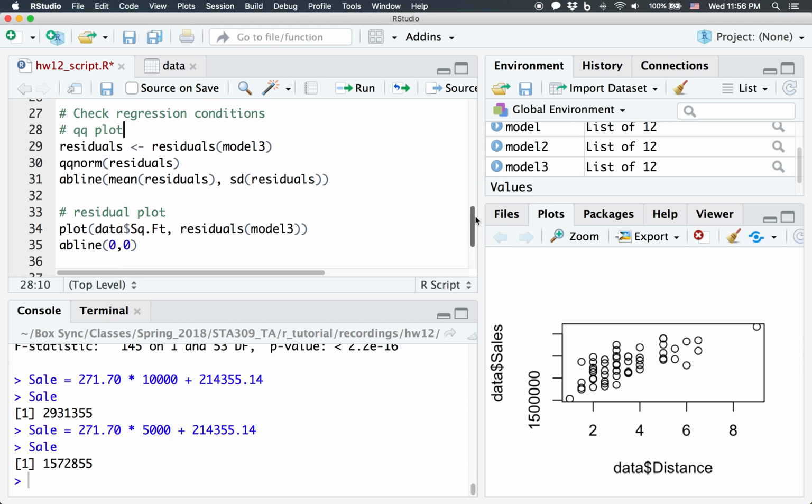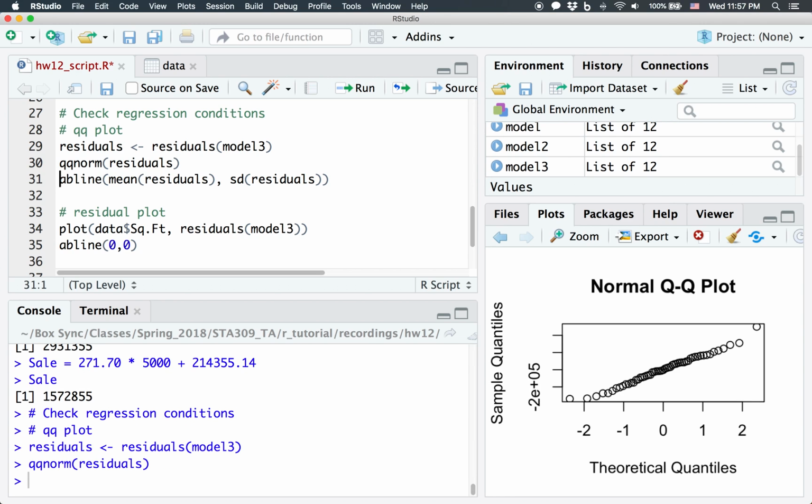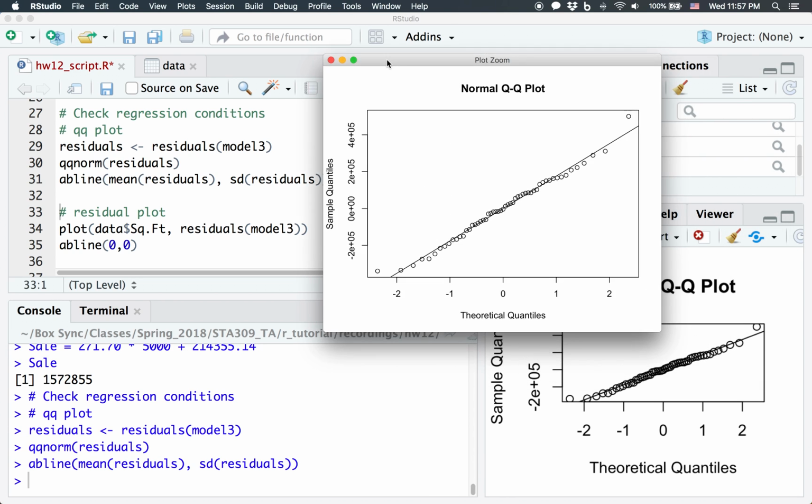Another thing which is important is to check the regression conditions. It's a good idea to do the regression checking before you make any conclusion. So we are going to find the residuals of our model, the third model, like this, and then we are going to draw the QQ plot of our residuals, add the line to our QQ plot, and zoom in on this plot.